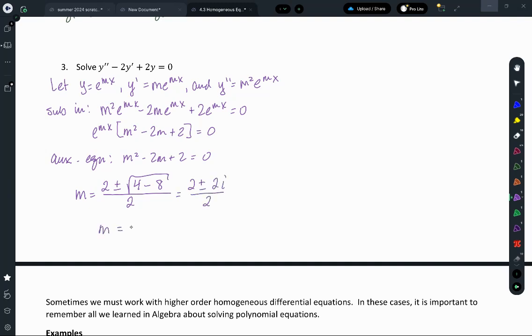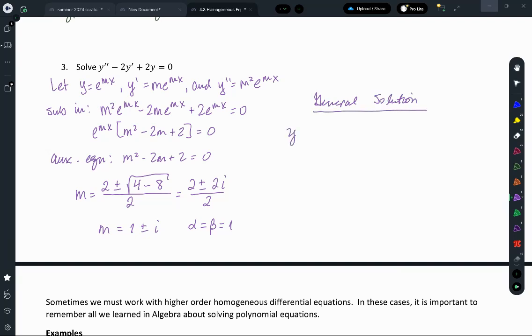So m is 1 plus or minus i. Okay. So this means alpha and beta are both equal to 1. And so we can form a general solution using the form that we were given.